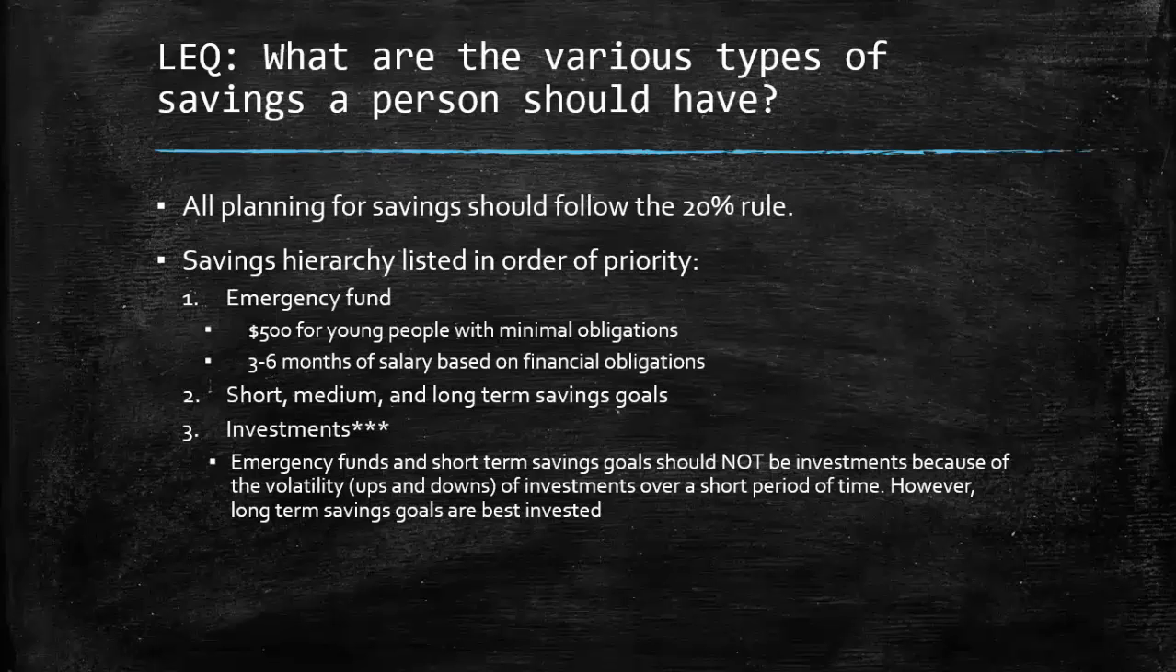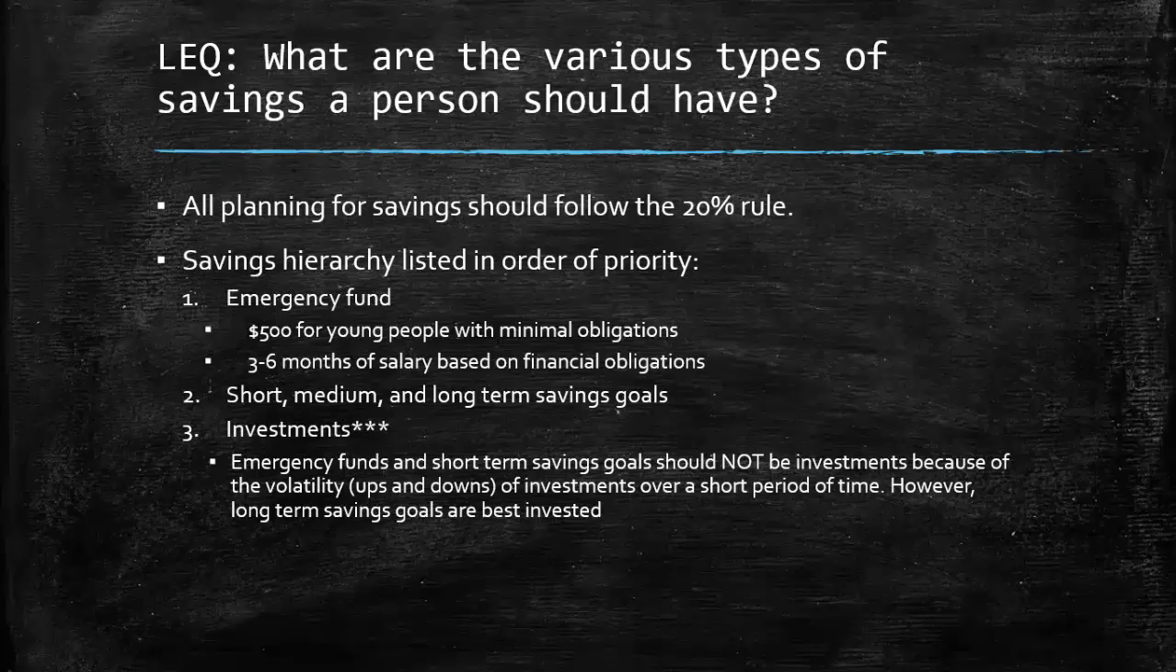Now, for adults, so this is not for you guys, this is for you guys in 10 years or so. For adults, as your obligations increase, you should have 3 to 6 months of your salary based on financial obligations. If you do not have too many financial obligations, if you do not have a home, if you do not have children, you're probably safe saving at that 3-month level. So if you make $2,000 a month, 2,000 times 3 is $6,000. You have $6,000 in an emergency fund savings account.